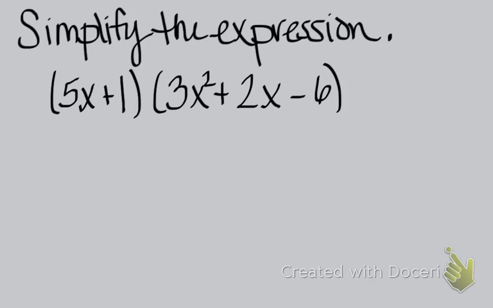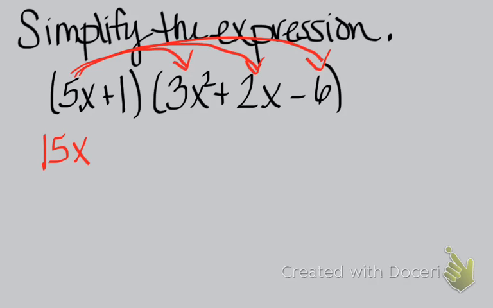So that means I'm going to take this 5x and I'm going to distribute it to the 3x squared. I'm going to distribute it to the 2x, and I'm going to distribute it to the negative 6. So I'll have 15, and then x times x squared will give me x cubed. Now, I'll have 5x times positive 2x, which will give me 10x squared. Then I have 5x times a negative 6 will give me negative 30x.